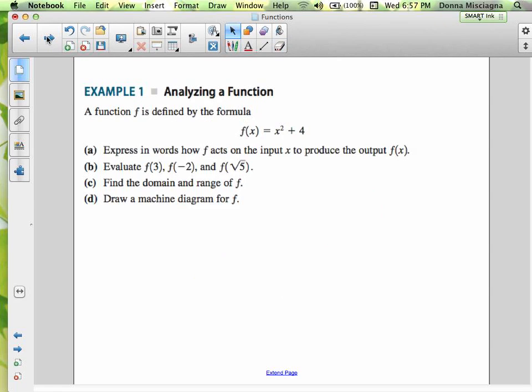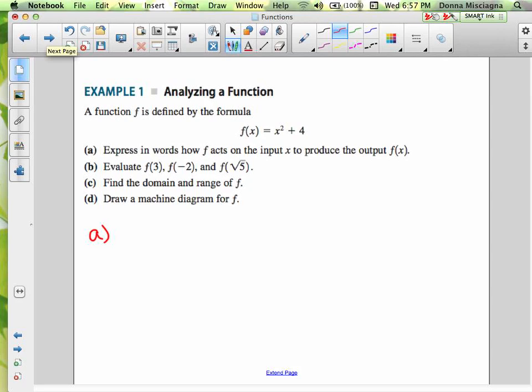Analyzing a function. A function f is defined by the formula f of x equals x squared plus 4. All right, so we're going to do A, B, C, and D, and this one is in your notes. A, express in words how f acts on the input to produce the output. I'm going to write the answers below because I did not leave myself enough space, nor did I leave you enough space.